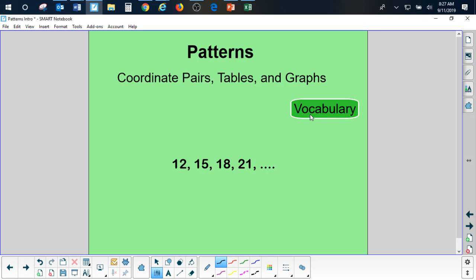Hello, in this video we're going to be talking about patterns, more specifically how to deal with patterns in coordinate pairs, tables, and graphs. So first we're going to take a look at some vocabulary.